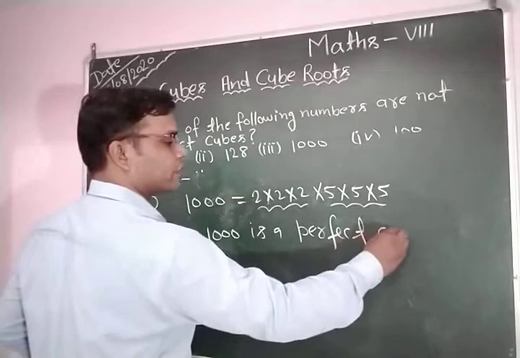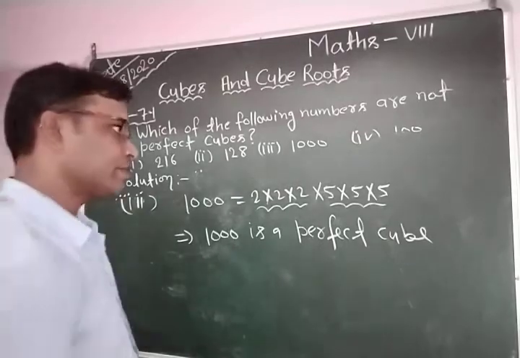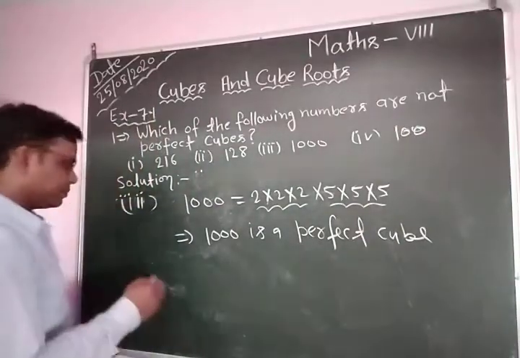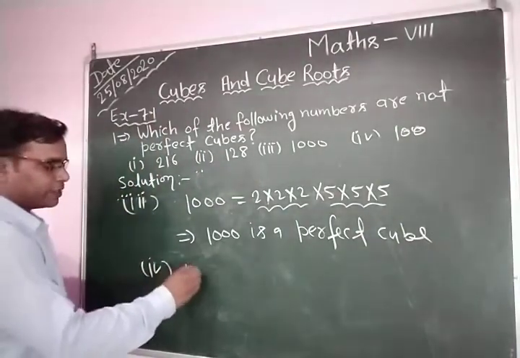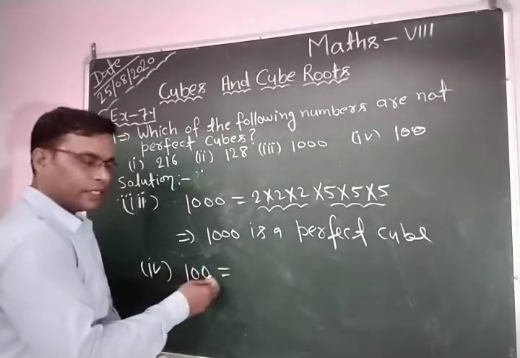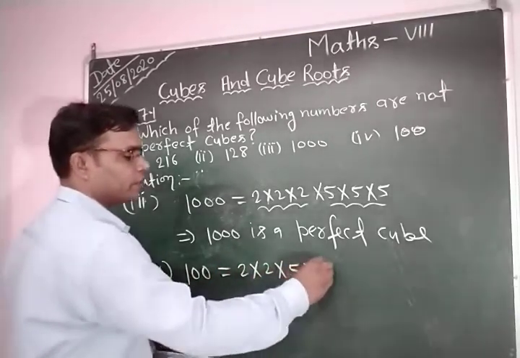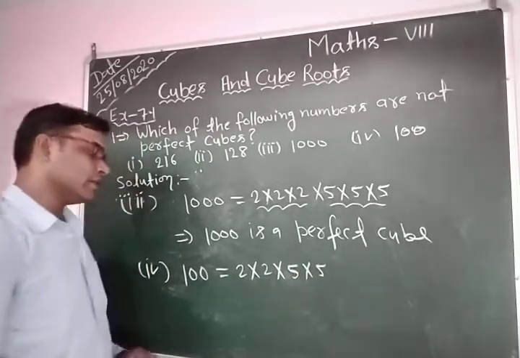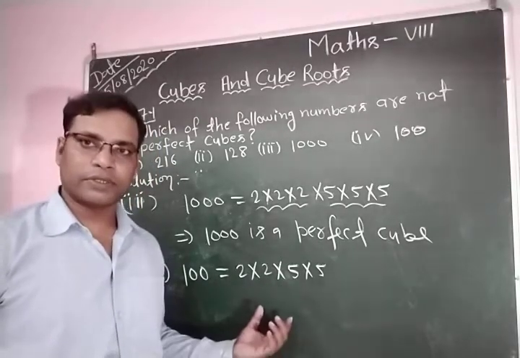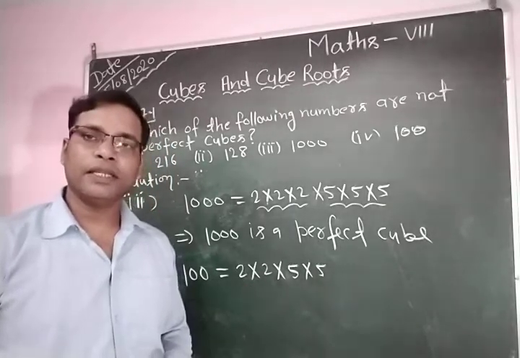Perfect cube. Okay. Now the next number is 100. You can express 100 as the product of prime factors. The prime factors of 100 are 2 into 2 into 5 into 5. Okay, so here you can see 2 and 5 both are not in groups of 3. Not in a group triplet. Both 2 and 5 are not in a group triplet.